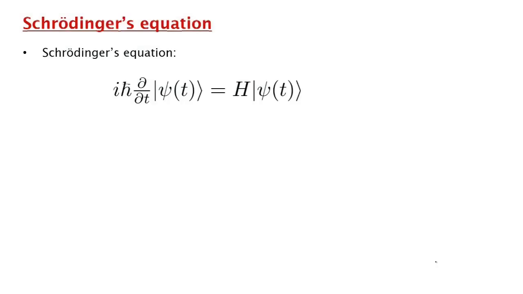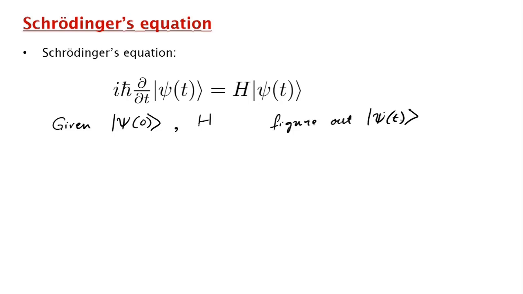Okay, so now let's get right to the point and say, what is Schrödinger's equation? Well, it's a differential equation. What it tells you is, suppose you're given the state of the system at time t equal to 0, and you're told what the Hamiltonian of the system is. Then by solving Schrödinger's equation, you can figure out what the state of the system is at time t, psi of t.